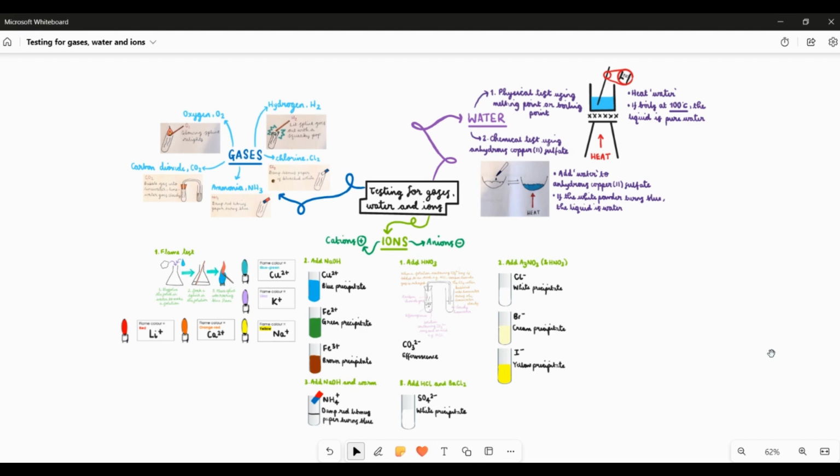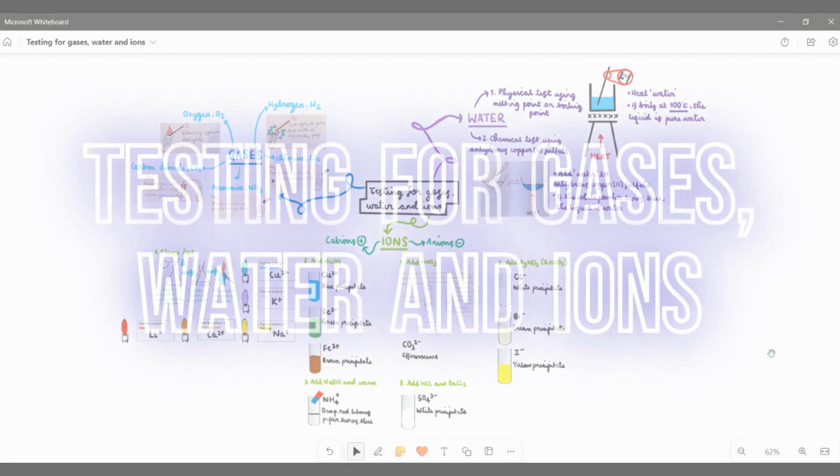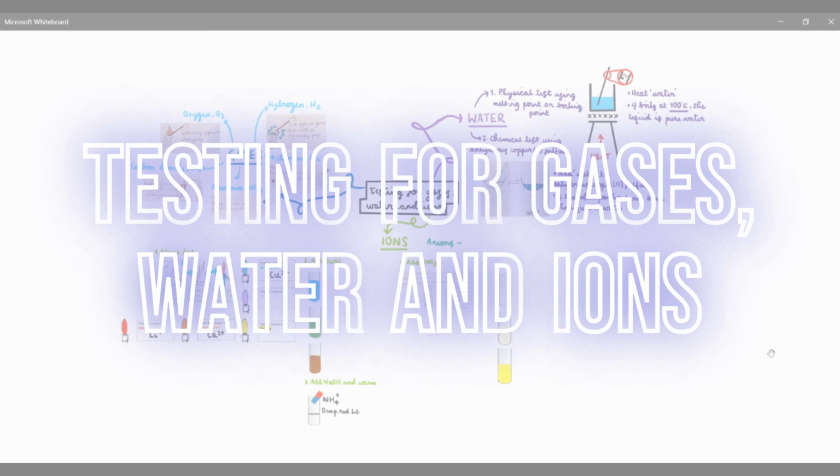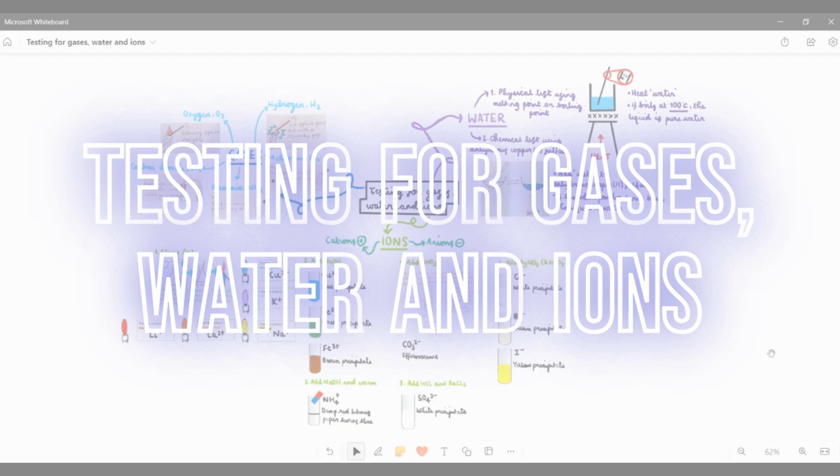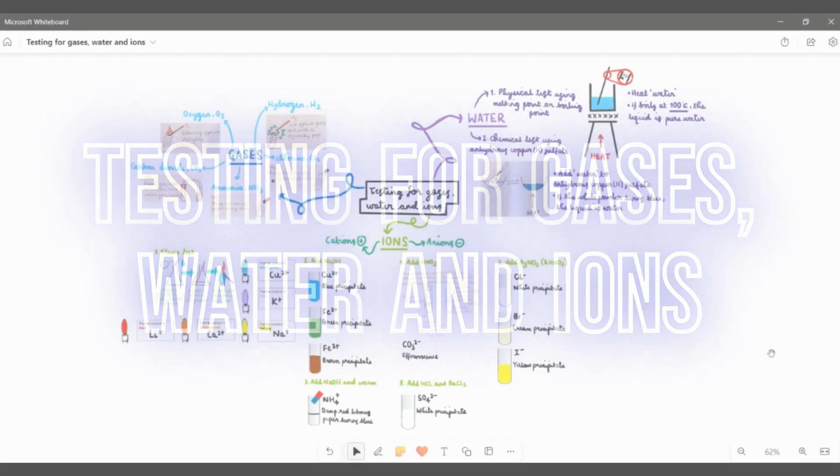So I've chosen today to start with testing for gases, water, and ions. And I've split my whiteboard into those three distinctive areas. So we're going to start with how we test for 5 different gases. We're then going to have a look at how we can test for water using a physical method and a chemical test. And then we're going to have a look at how we can test for both cations, which are our positively charged ions, and our anions, which are our negatively charged ions.